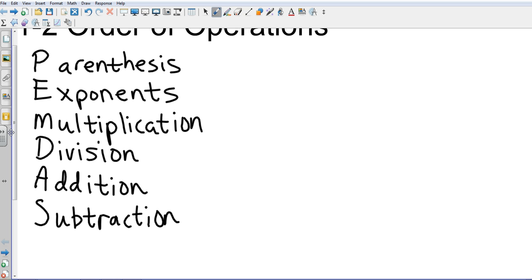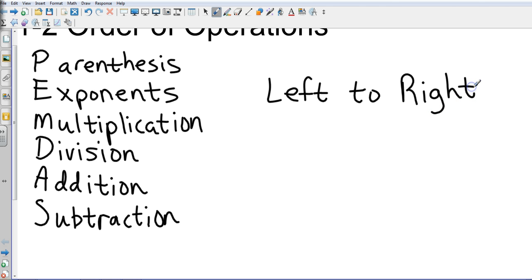One common phrase that's left out of this when we learned it is everything is done from left to right, just as you would read it. And I like to link together multiplication and division because they're done at the same time. If all you have is multiply and divide, they're done at the same time, left to right.